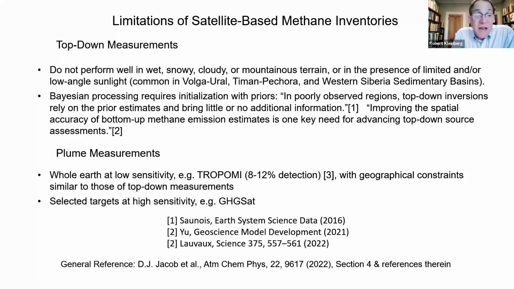And satellites make two kinds of measurements. One is what I call top-down, and this is purely an atmospheric measurement. And then the other kind is a plume measurement. We'll talk about that in a minute. Now, the top-down measurements, so you know about TROPOMI and GOSAT, these are satellites that view the entire Earth every day. So they are great for checking up on everybody simultaneously.